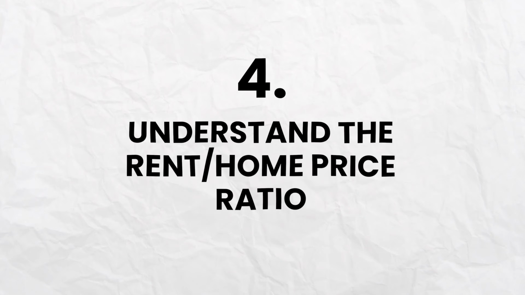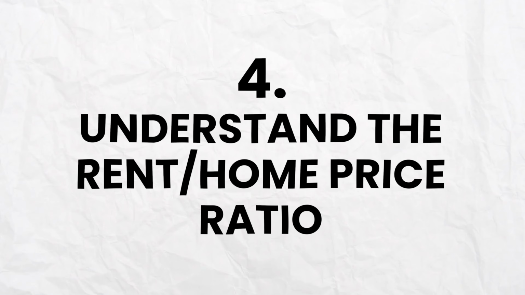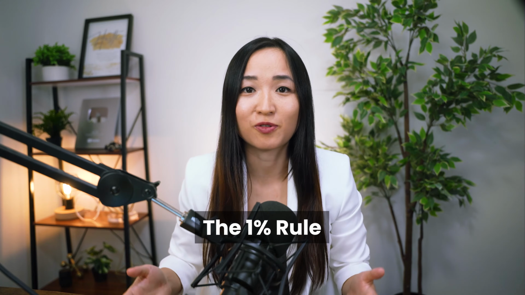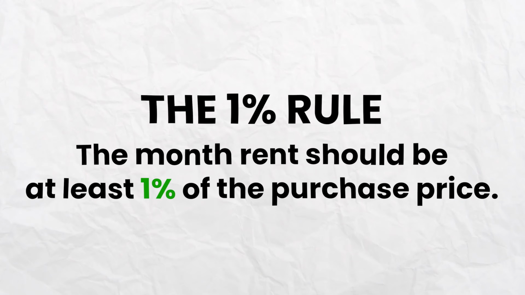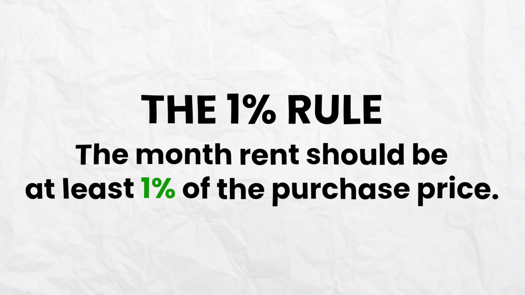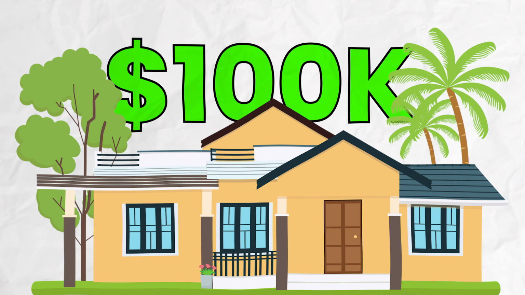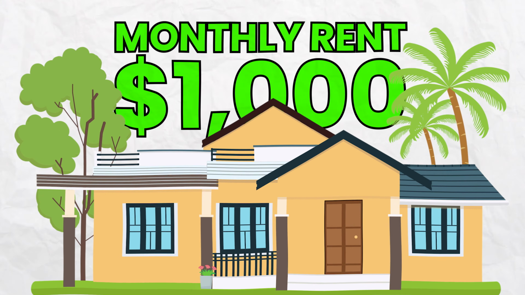Number four, you want to understand the monthly rent divided by home price ratio. This ratio is a good way to understand if a property makes financial sense to purchase. So the 1% rule is a common basic framework used in real estate investing, and it basically says that the monthly rent should be at least 1% of the property's purchase price. So for example, if a property is priced at $100,000, the monthly rent should be at least $1,000.